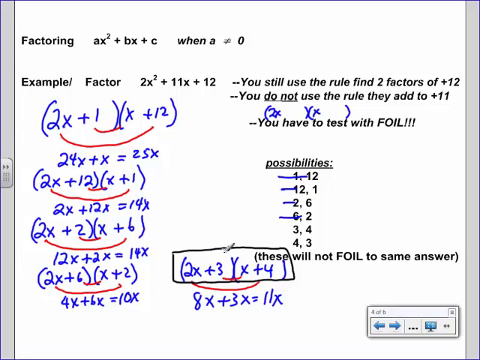And to complete FOIL, 2x times x is your 2x squared. We did the outside and inside to get 11x. 3 times 4 is 12. Well, let's try one more.